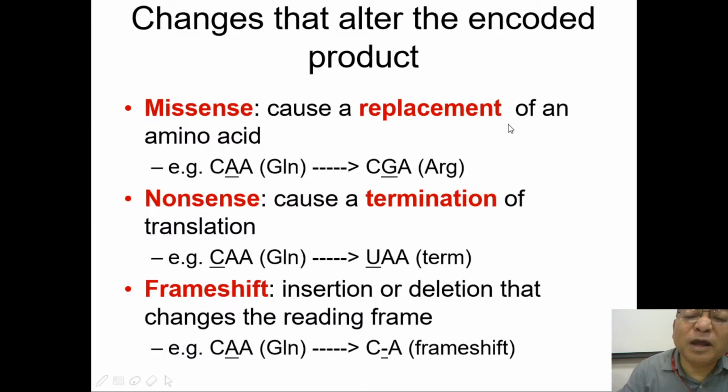Similarly, if you put in a new nucleotide somewhere inside or delete a nucleotide, then the whole reading frame is changed. That means you normally read 3, then 3. If you remove one, then the reading frame will change, so it will form a different kind of amino acid, a different kind of protein, which may be functionally different, which may be helpful, or may be detrimental.